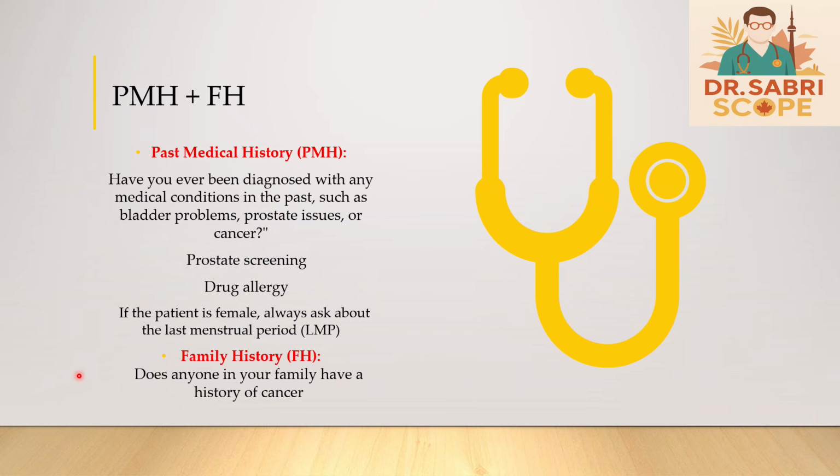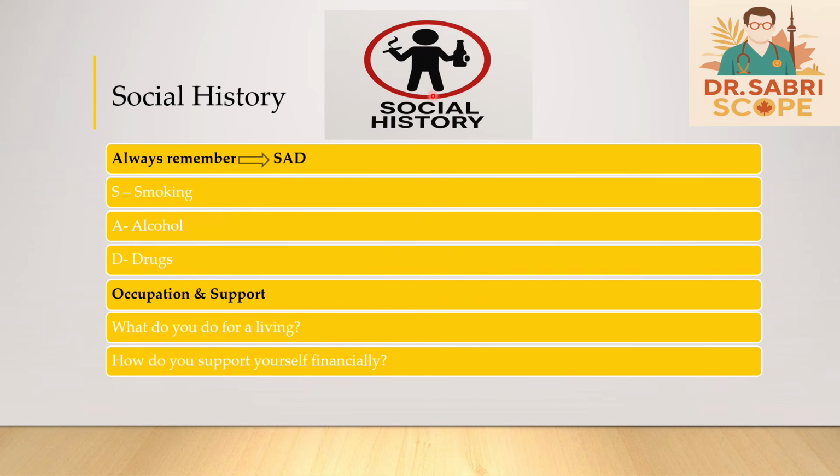Coming to the family history, we should also ask about any kind of cancer in the family, specifically bone cancer, prostate cancer, and general conditions that run in the family. Coming to the social history, always keep in mind the word SAD.